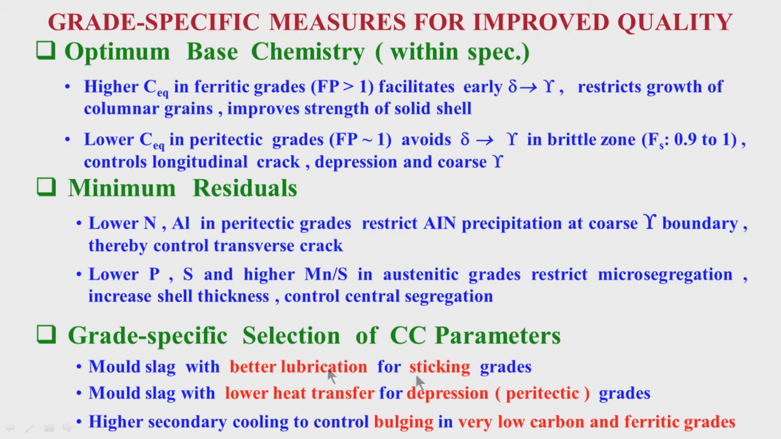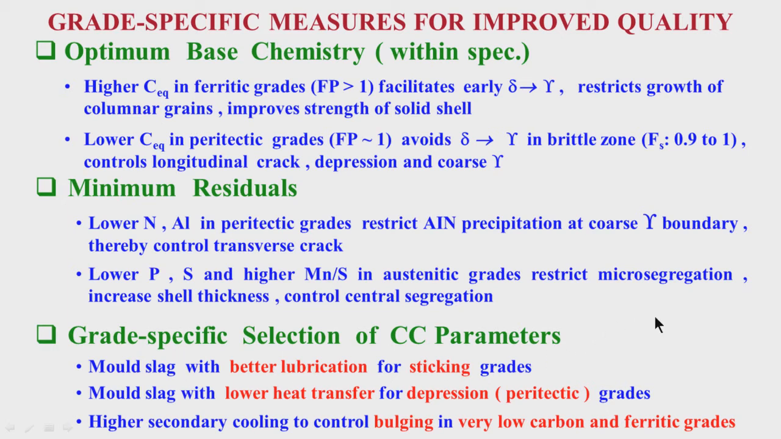So first let us talk of this grade specific selection of casting parameters. Like I have mentioned, for the sticking grades the important parameter is lubrication. It has to have better lubrication in the mold, so that the friction owing to sticking does not go beyond a certain critical value. So accordingly the mold slag has to be suitably selected. The characteristics of the mold slag should be such that it has better lubrication, so that the sticking tendency can be controlled. If there is too much sticking, there might be a sticking breakout, the surface may be ruptured, so all sorts of problems will be there.